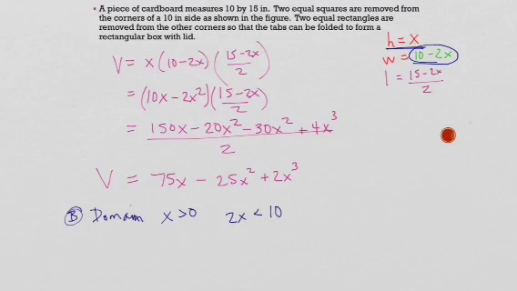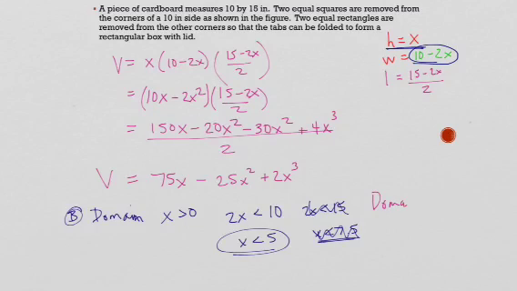And then my length, 15, has to have 2x less. So, if I solve these guys, I end up with x is less than 5, and x is less than 7.5. Well, if x has to be less than 5, it can't get all the way to 7.5, so this one doesn't matter. And it also has to be greater than 0. So my domain becomes 0 to 5.